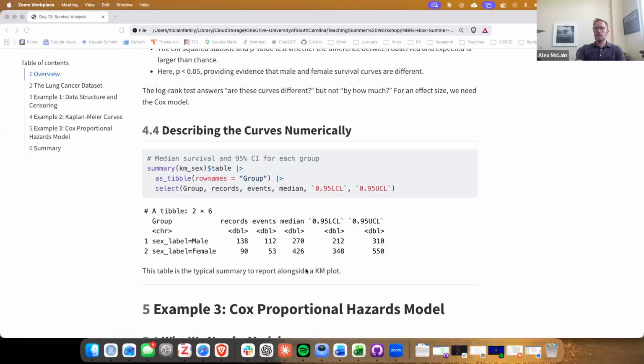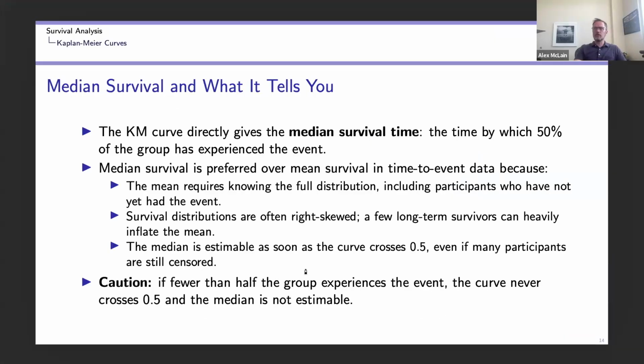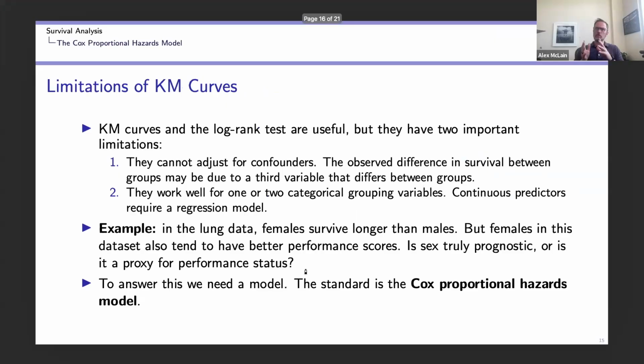Okay, so let's start with the next topic, and this is where things get really exciting for us because it's when we can start to do some regression analysis. So the methods we've gone over so far, Kaplan-Meier curves, log rank test, as I said, and this is not hyperbole, two of the most used methods in all of statistics.